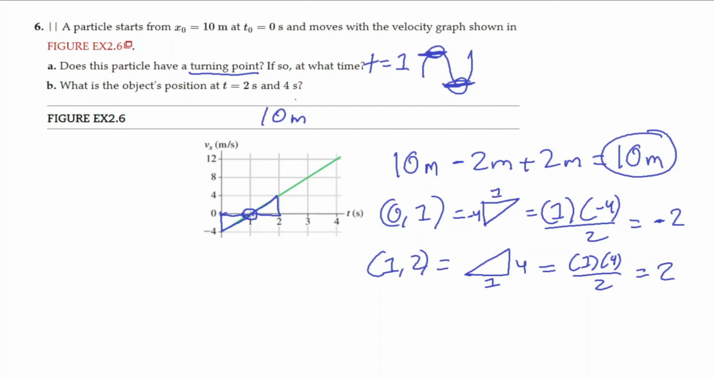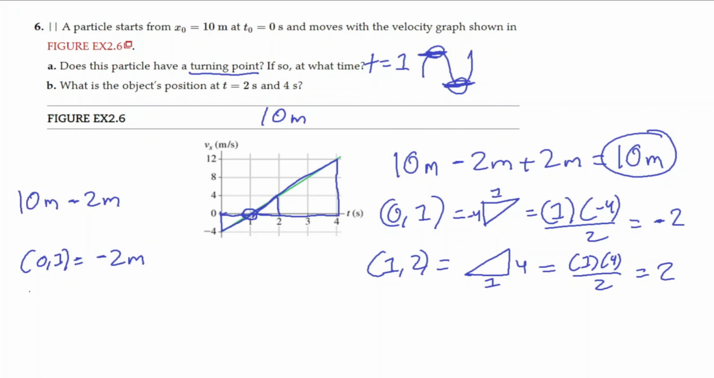And now let's take a look at t equals 4 seconds. For t equals 4 seconds, we want to find the area under the graph of this big triangle right here and that small triangle, and we want to add that to 10 meters. So for the small triangle from 0 to 1, we know from the interval of 0 to 1, delta S is going to be negative 2 meters. So we can just conclude that already.